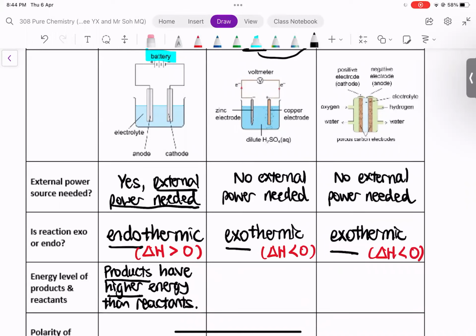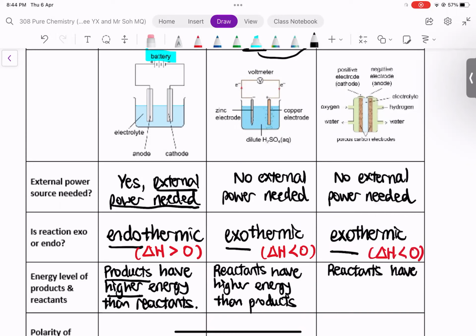Okay? So for electric cells, electric cells include simple cells, include fuel cells. It is the reactants that have higher energy than products. Okay, so this links well with what you learn under energy changes, when you learn how to draw the energy level diagram for both endothermic and exothermic reactions.